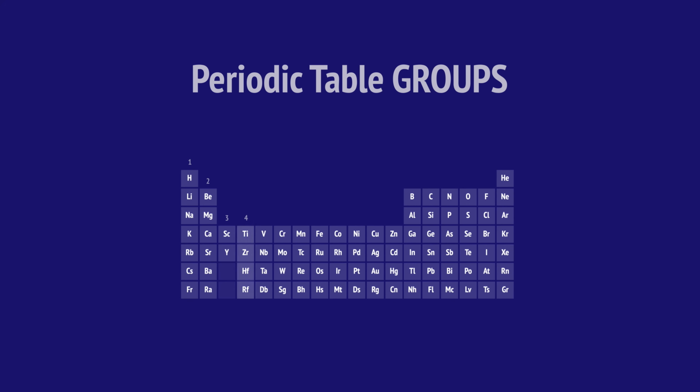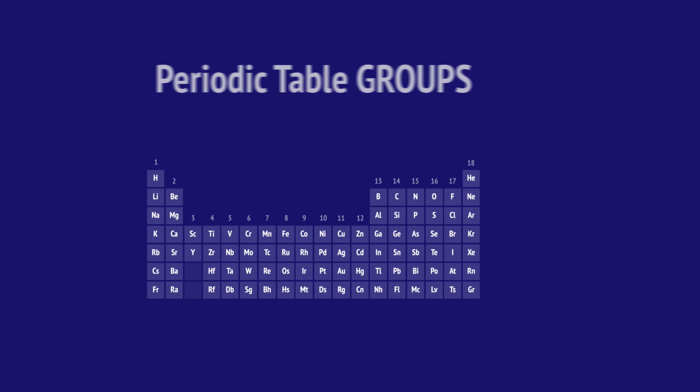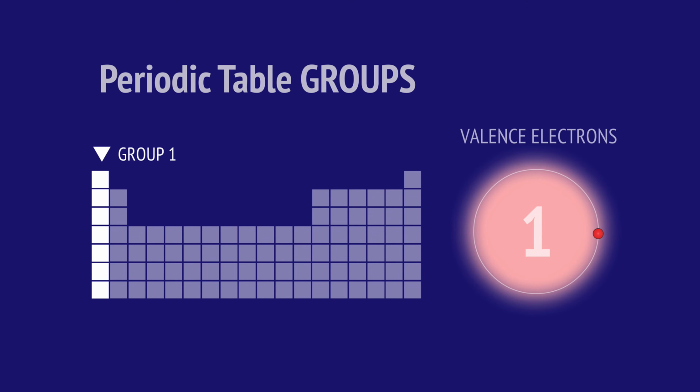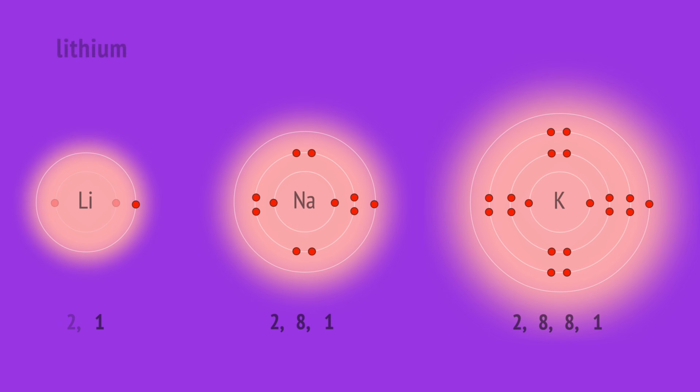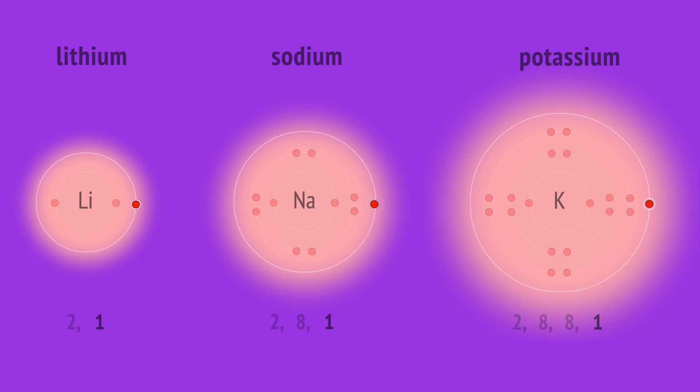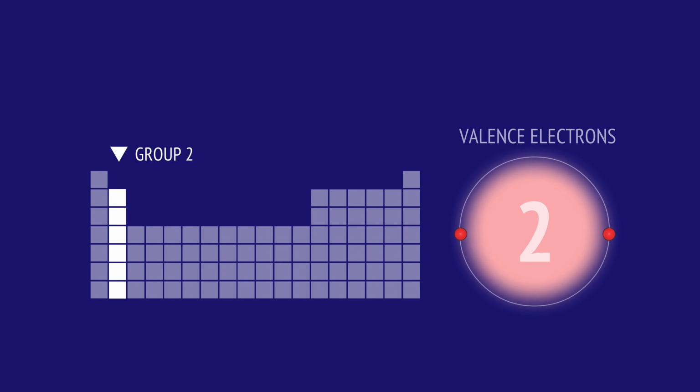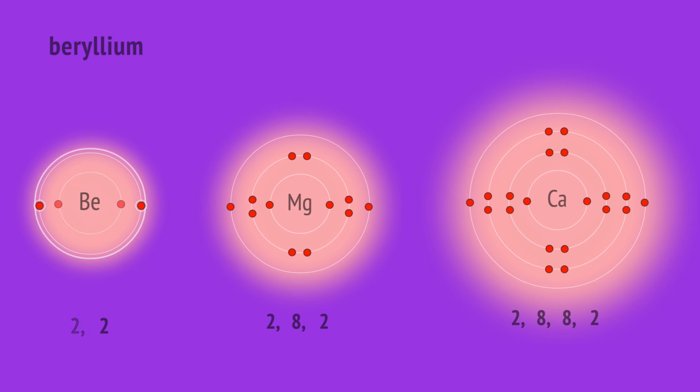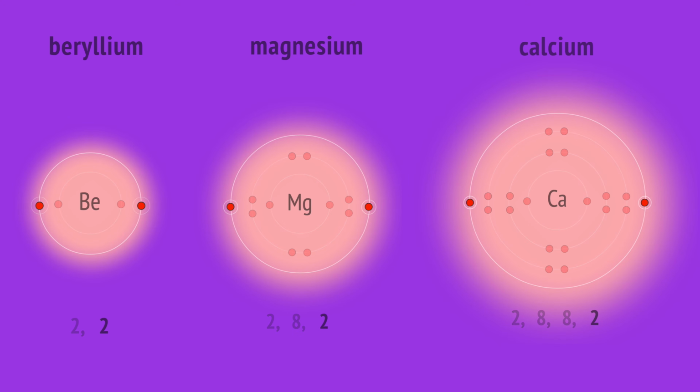The periodic table organizes elements with the same number of valence electrons into groups. Group 1 elements have 1 valence electron, and that's why lithium, sodium, and potassium have similar chemical properties. Group 2 elements have 2 valence electrons, and that's why beryllium, magnesium, and calcium have similar chemical properties.